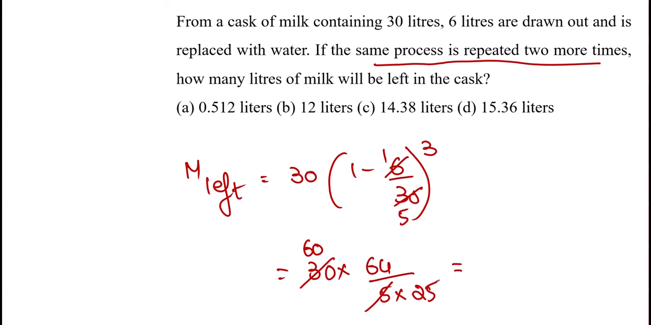So which is again 5 times. Sorry, I have to write 6 now. 6 into 64 divided by 25. So which is 384 divided by 25. What will you get? Is it 14 point something or 15 point something? 15 point something, right? So 15.36. Option D.